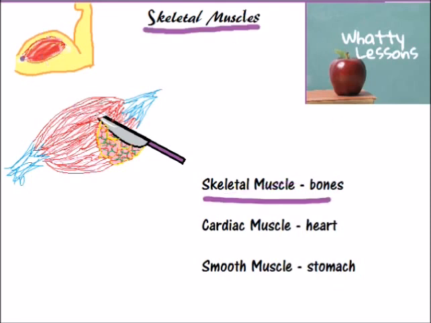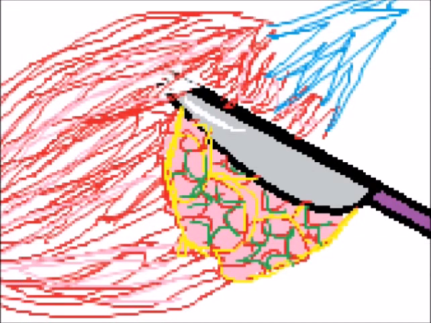This is a muscle right here. It's someone flexing their bicep. And I've gone ahead and drawn a few things. This is the actual muscle. We can see that there's lots and lots of tubes in there. And if we were to cut it open with a knife, this is what we would see.